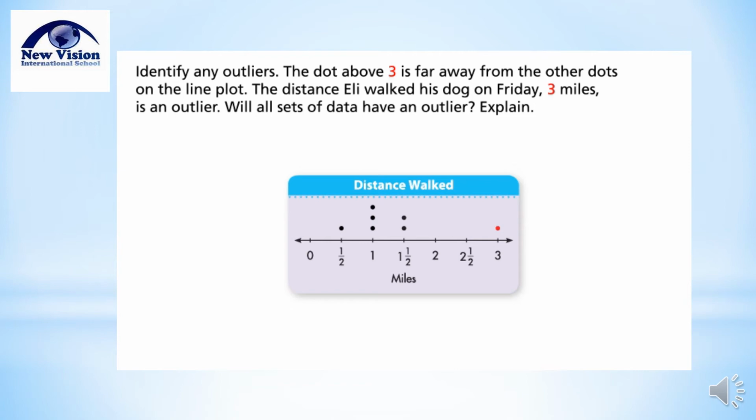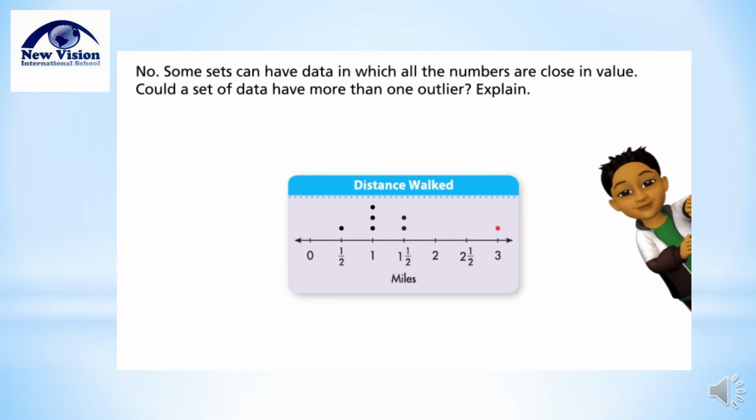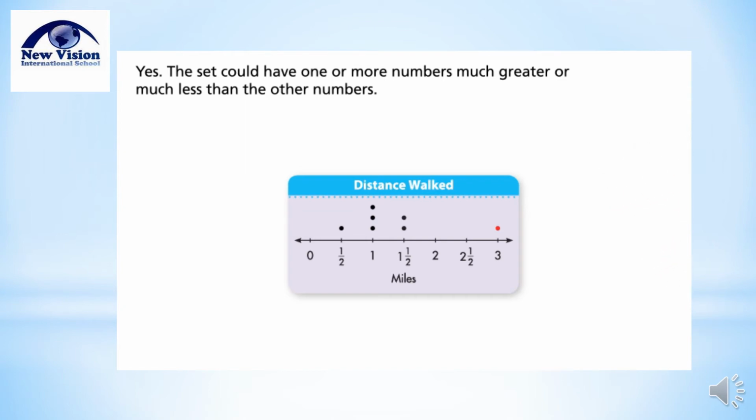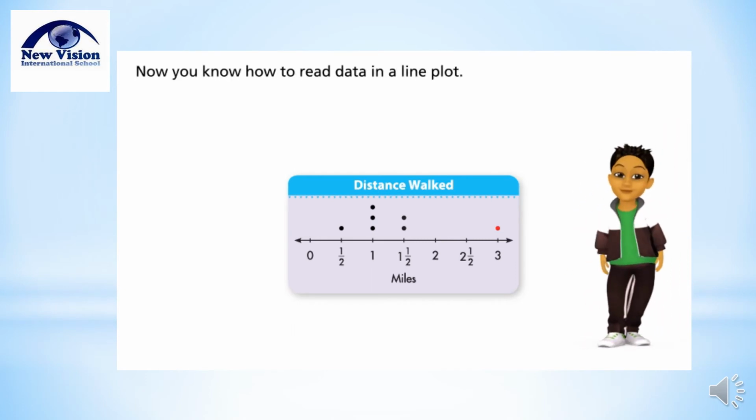Will all sets of data have an outlier? Explain. No, some sets can have data in which all the numbers are close in value. Could a set of data have more than one outlier? Explain. Yes, the set could have one or more numbers much greater or much less than the other numbers. Now you know how to read data in a line plot.